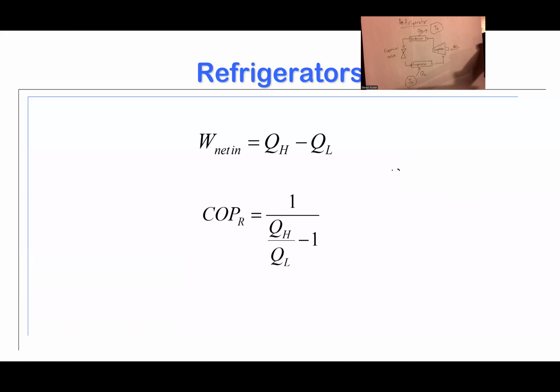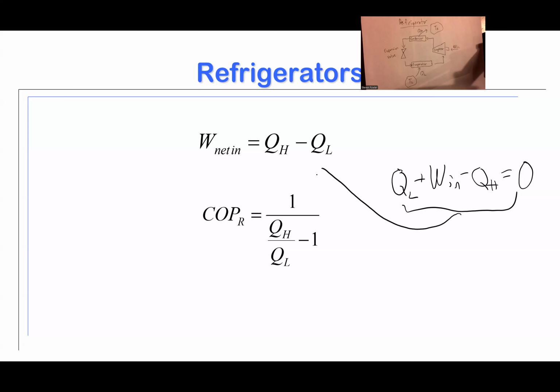Okay. So what have I got? I've got QL going in plus work in minus QH. And that's equal to the change in the energy of my system. If it's a cycle, that's 0. So notice what I've got here. So this is my first law for that refrigeration cycle. And that's what it simplifies into right there. Work in is equal to QH minus QL.